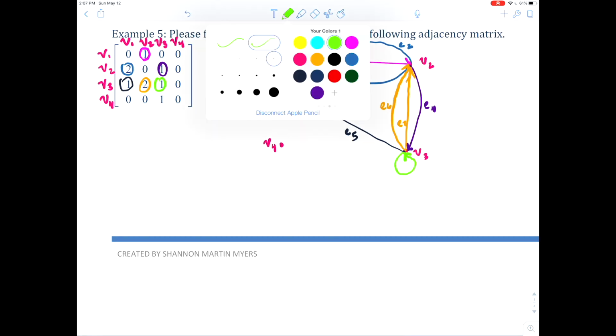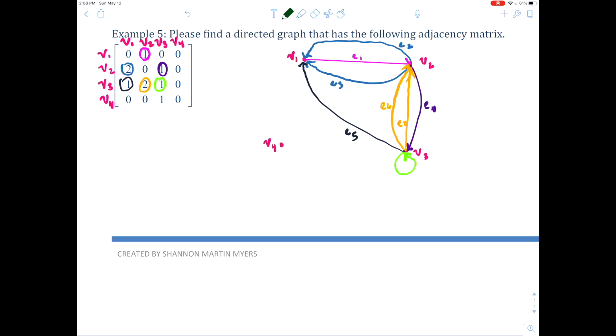All right, and then let's go on to some other colors here. Do you see that the only arrow that starts at vertex 4 and goes to something else is from vertex 4 to vertex 3? So I'll just do a straight line here. And then we've taken care of that one. So that is a directed graph that goes with this adjacency matrix. Cool? I think these are really kind of fun. Call me a math nerd, but I'm feeling it.